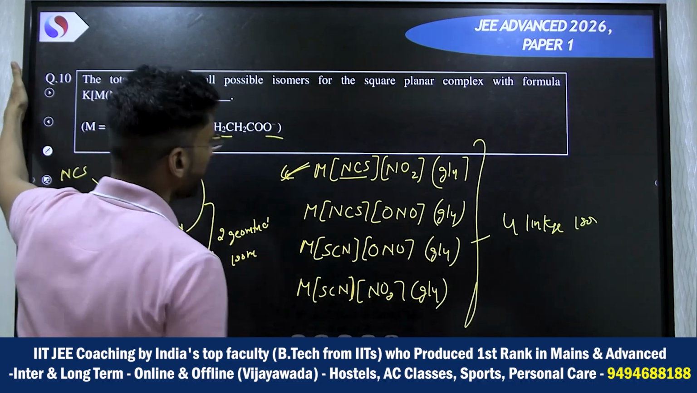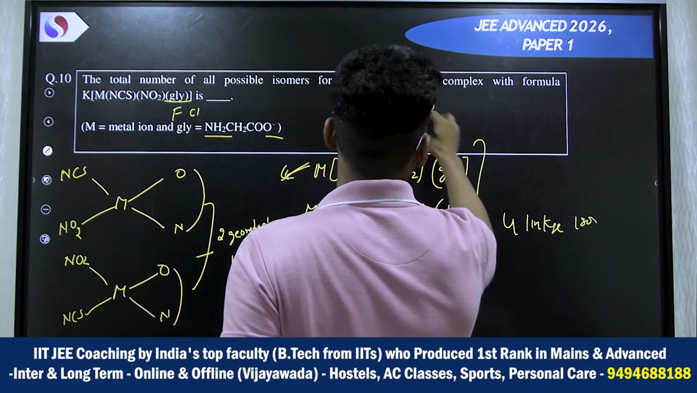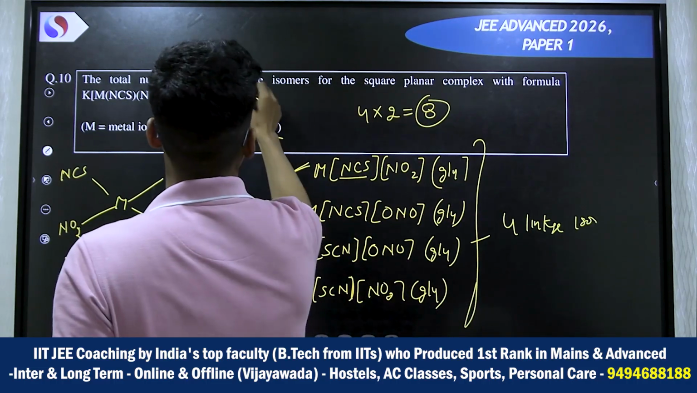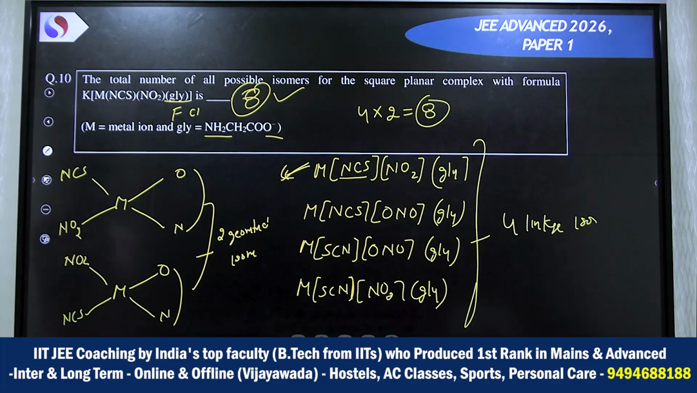So total 4 linkages with respect to, 4 into 2. Total how many isomers are possible? So the answer will be 8. Simple question it is. This is a repeated question. Next.